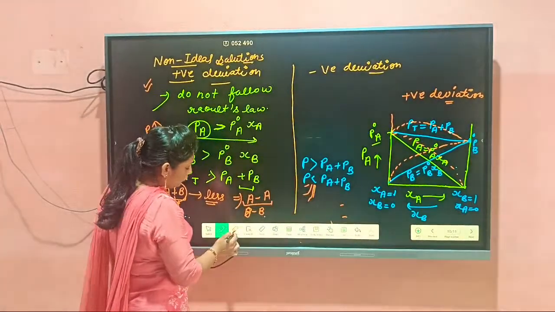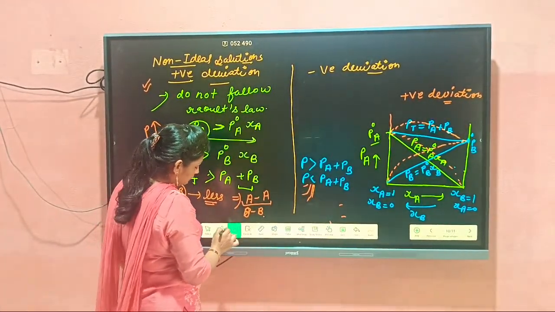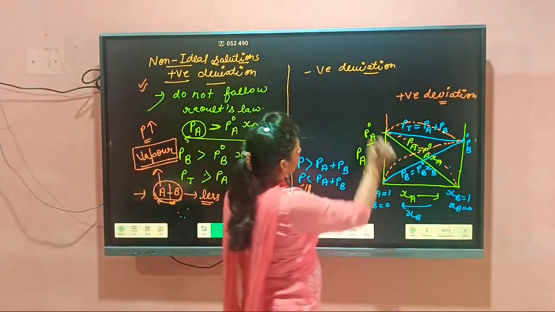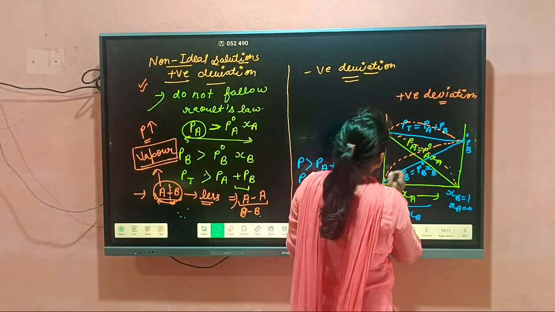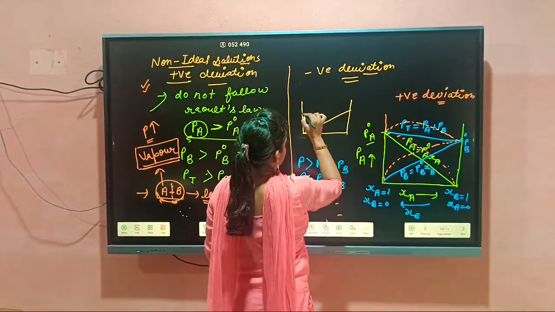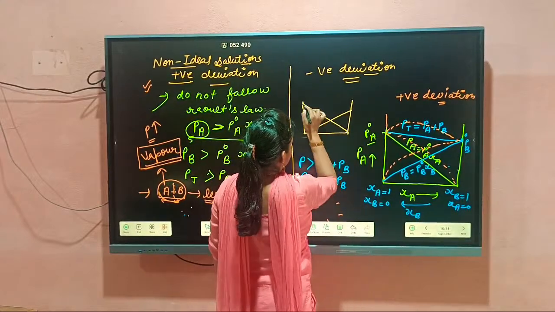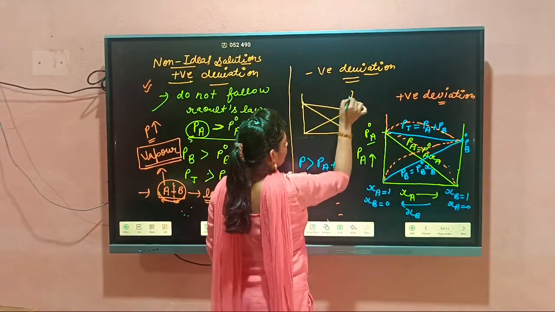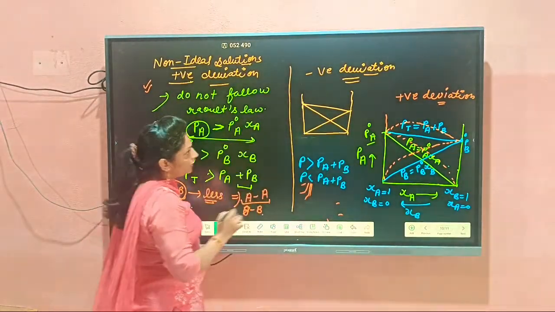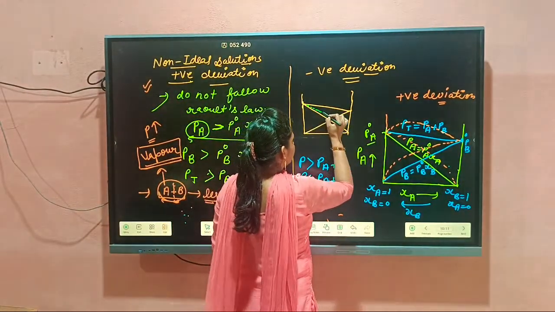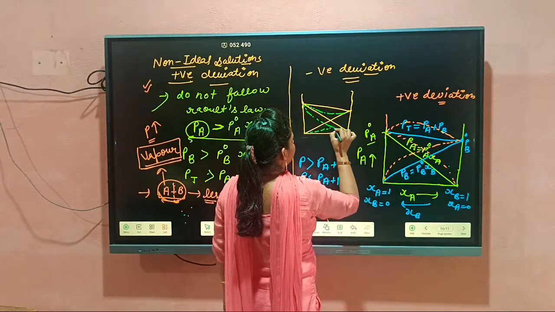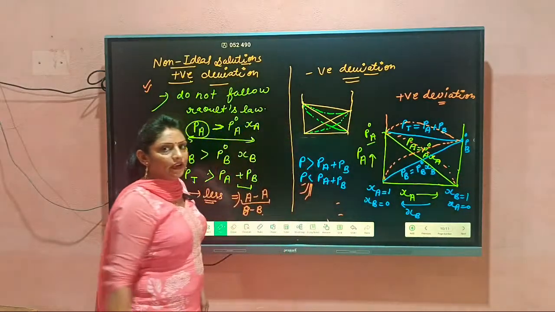And in case of the negative deviation, we get the graph in this way. This is the graph for ideal solution for Raoult's law. But in case of the negative deviation, we get the graph in this way. It is negatively deviated. Here pressure is lower as compared to the expected value.